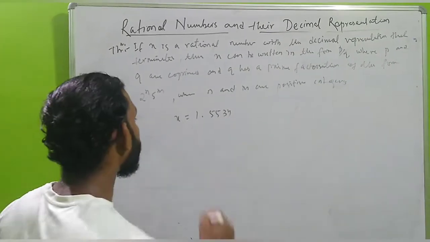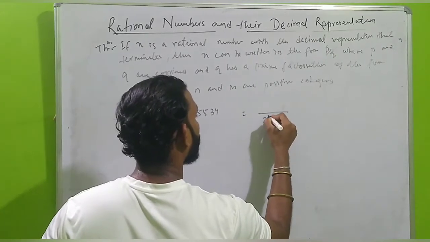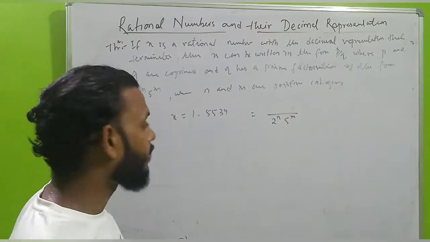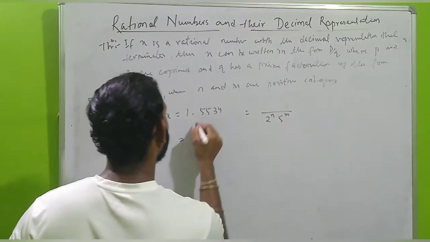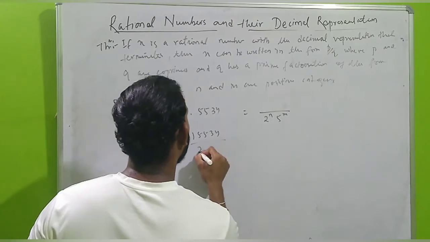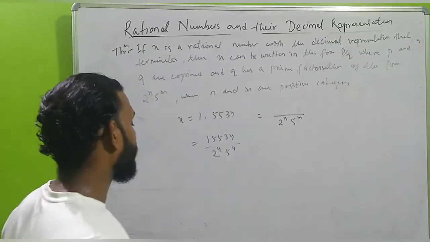This implies I can write it in the form something by 2 to the power n into 5 to the power m for some positive integers n and m. So let us write this. It is equal to 15534 divided by 2 to the power 4 into 5 to the power 4. So you can check this.